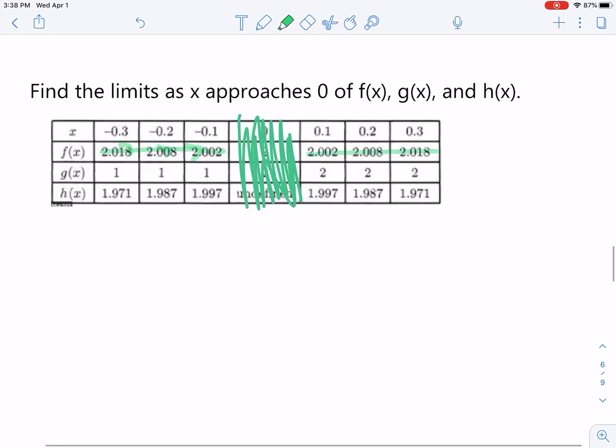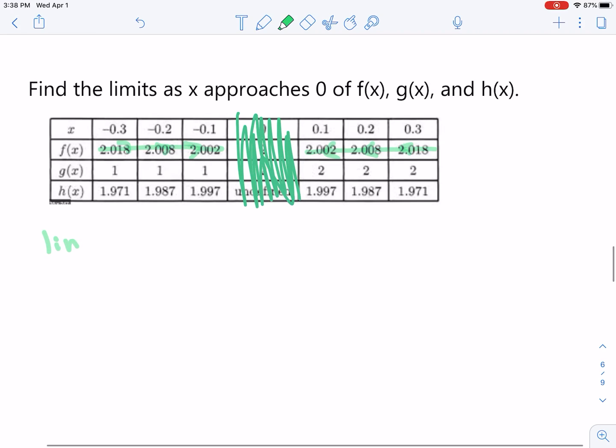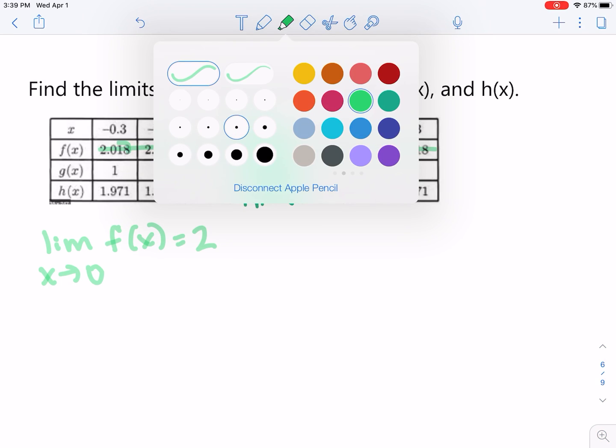What about coming this way? So this would represent the right-hand limit. Is that also 2? Yes, it is. So I can say that the limit as x approaches 0 of f of x is 2. Okay? All right, let's try g of x.